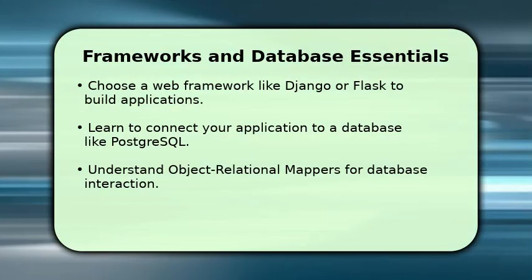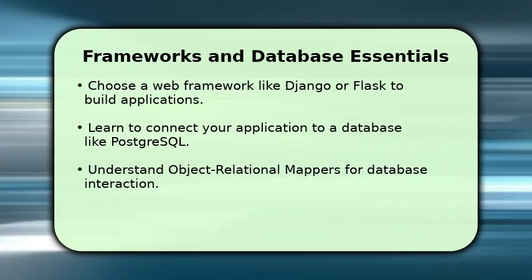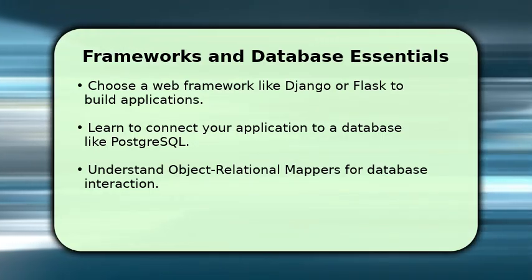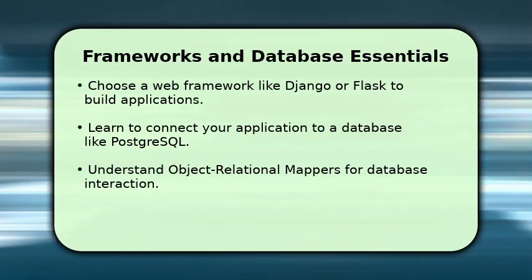Once you have a good grasp of Python, it's time to dive into web frameworks. Django is a full-featured option, while Flask offers more flexibility for smaller projects. Simultaneously, learn about databases. PostgreSQL and MySQL are excellent choices. You'll use an object relational mapper, or ORM, to interact with your database using Python code, avoiding raw SQL for many tasks. Aim to build at least 2 complete projects using your chosen framework and database.